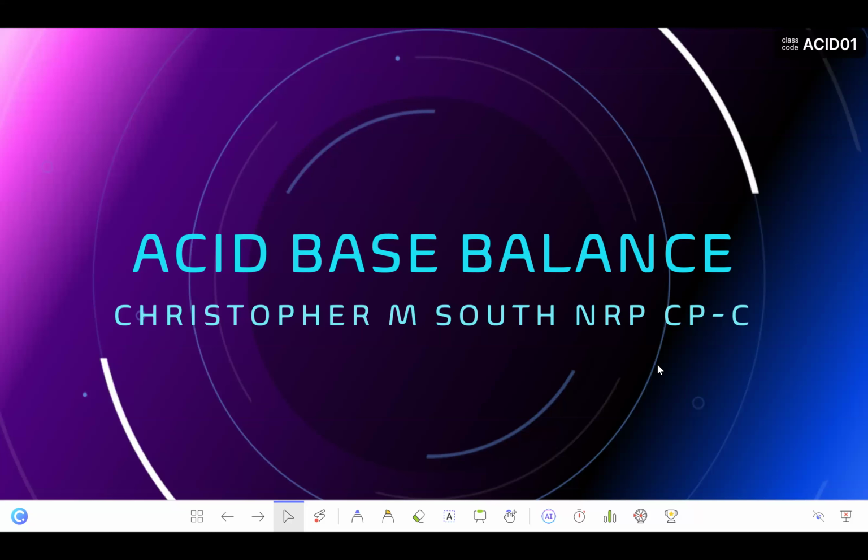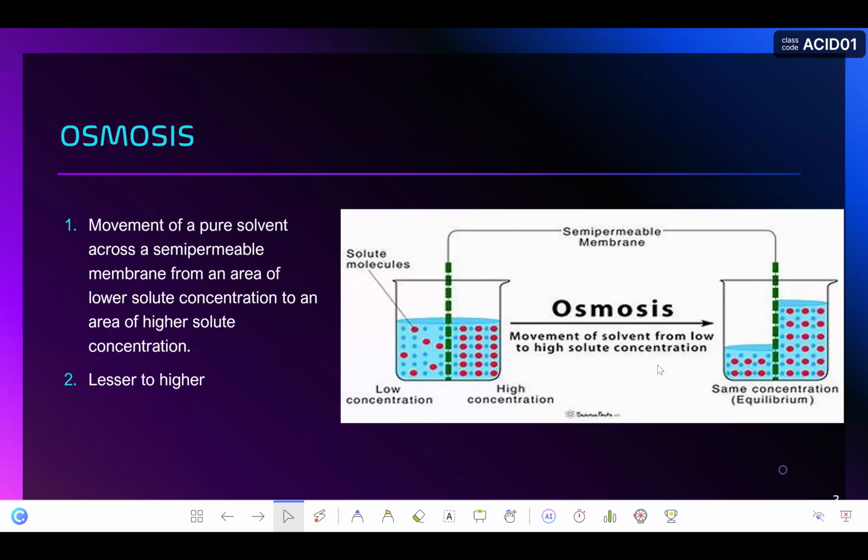So let's get started. This is acid-base balance. The first thing we need to talk about is that in acid-base balance, what we're really looking at is how water and different things move back and forth. So the first thing to understand is something called osmosis.